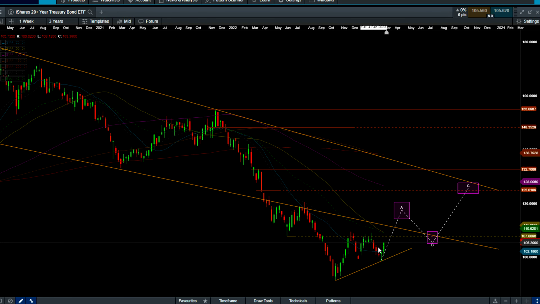So look at this pattern. This pattern is kind of forming a reverse head and shoulders, possibly to the upside. And this is the last 2 weeks, guys, look at that. So the bond market is very smart.